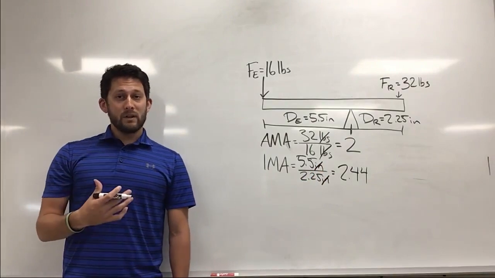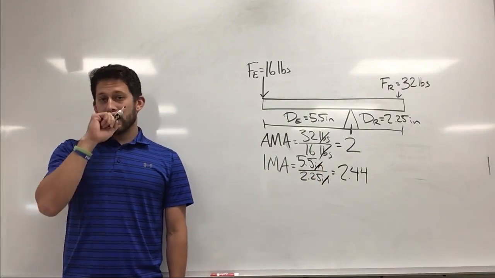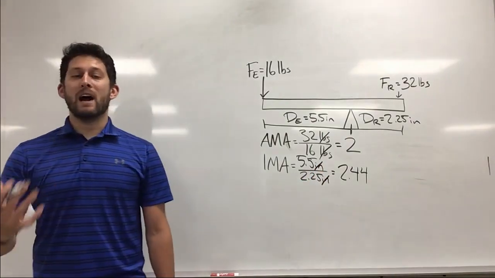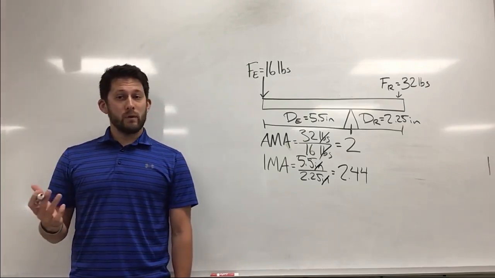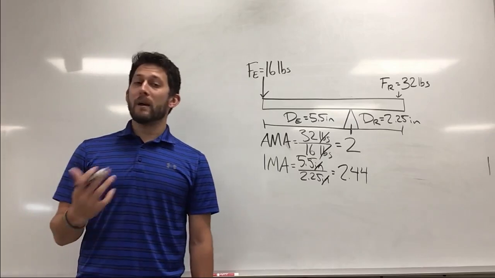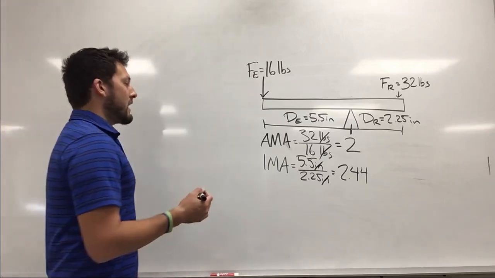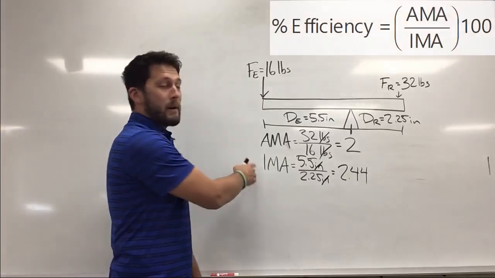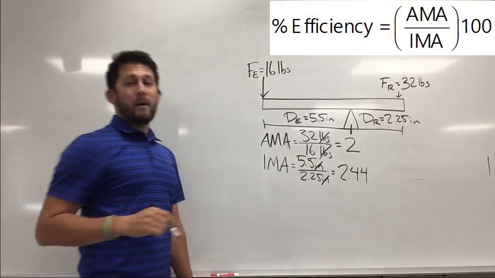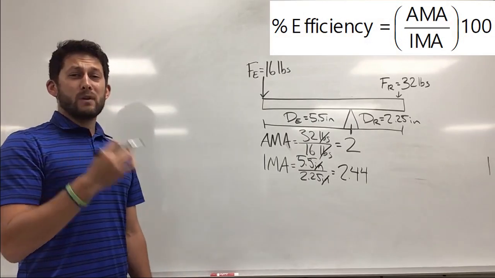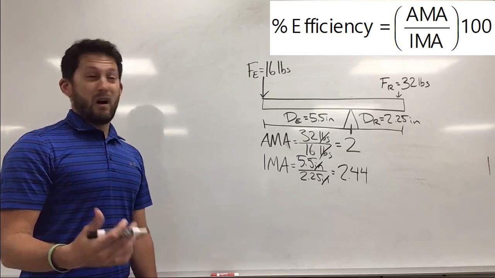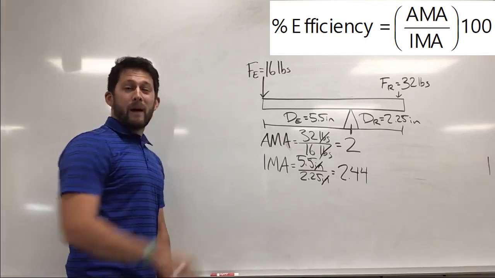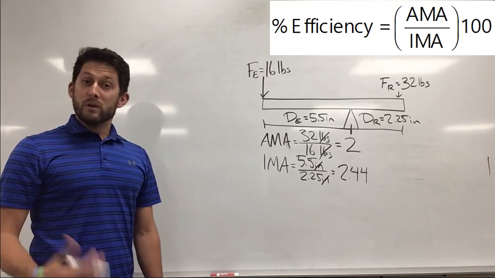So the last thing we have to do, another pretty easy calculation, is the efficiency. We're going to see how much energy we're losing to friction or outside forces or things like that. So to find our percent efficiency, we're going to take our AMA divided by our IMA multiplied by 100. Now watch out, because if you come up with a number that is greater than 100%, something's wrong. And more often than not, you just kind of flip-flop those two numbers when you are doing your calculation.